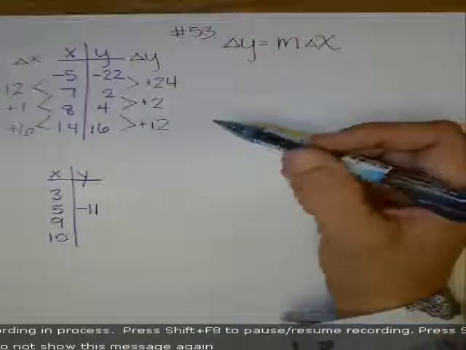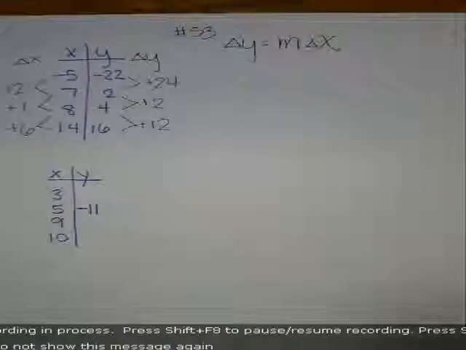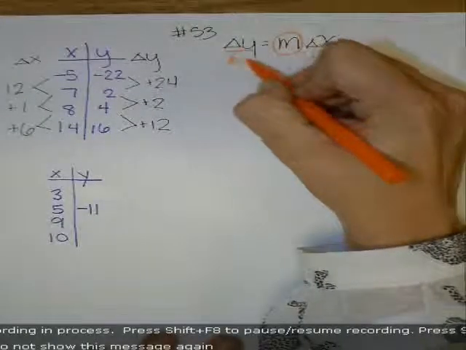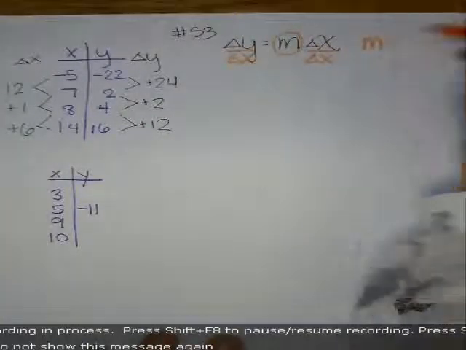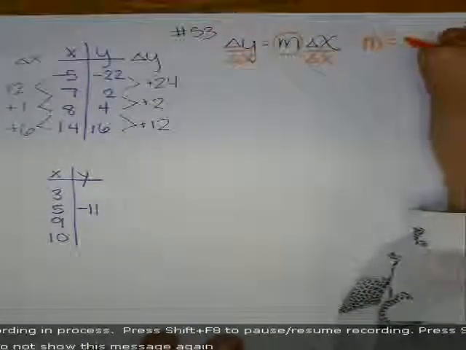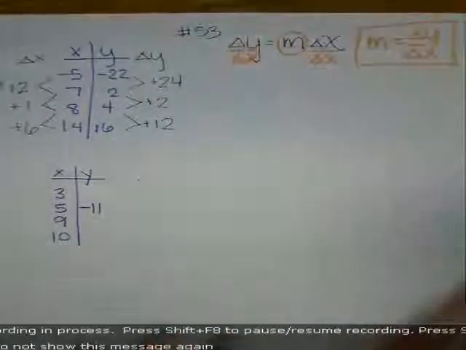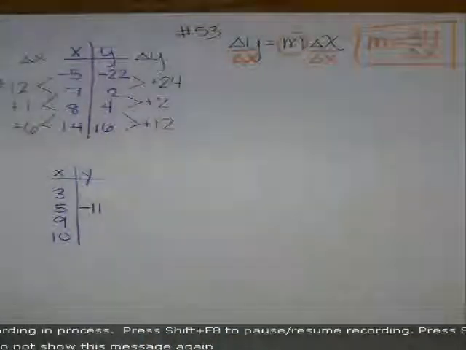Rate implying a division is going to occur. If I wanted to solve for m here, I would need to divide by the change in x. So slope, or the constant rate of change, can be found by finding the change in y divided by the change in x. That's what we're going to apply here to this table.